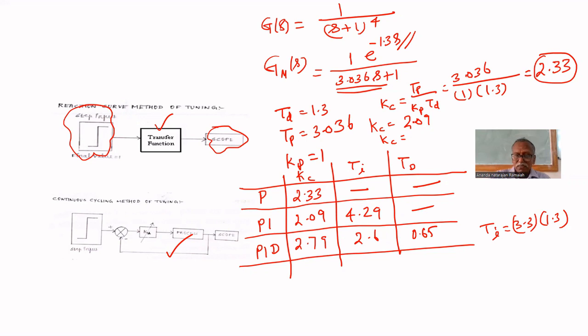So now we have to simulate. Remember this, note it down on a paper. I'll ask then and there. Proportional: 2.33. PI controller: 2.09, 4.29. For the PID controller: 2.79, 2.6 and 0.65.